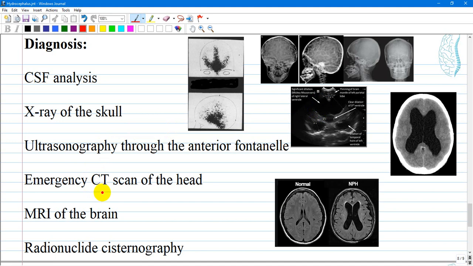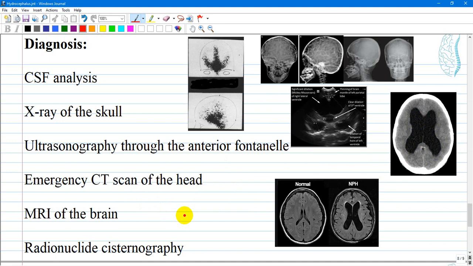Neuroimaging, or emergency CT scan of the head, may be used in infants and in adults and plays a central role in confirming the diagnosis in suspected cases. This one is CT, and you see dilated cisterns and lateral ventricles.